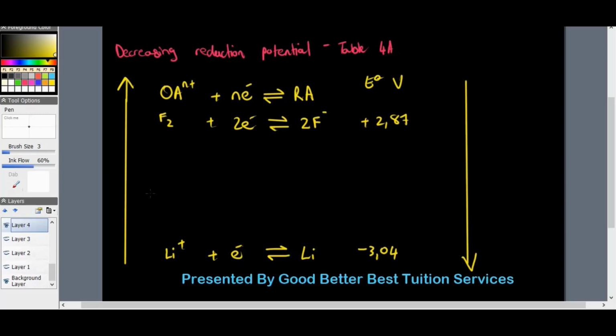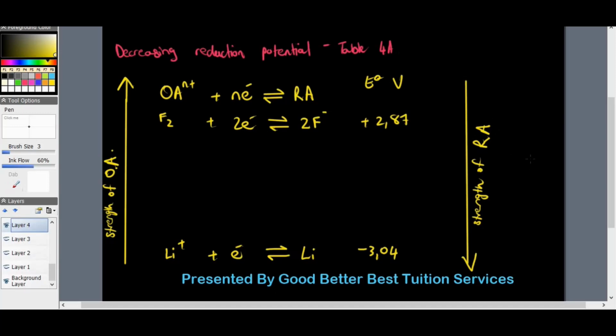Okay, that means the reduction potential is obviously increasing, meaning the strength of the oxidizing agent is increasing. So this is the strength of oxidizing agent, OA. And at the bottom here, going down, we just keep it right in like this. Coming down, I've got the strength increasing of the reducing agent.